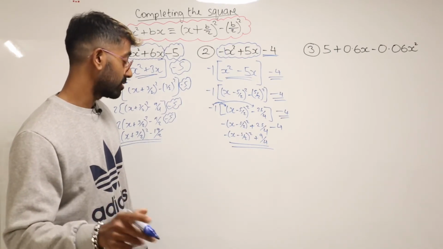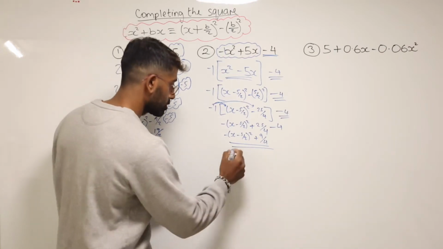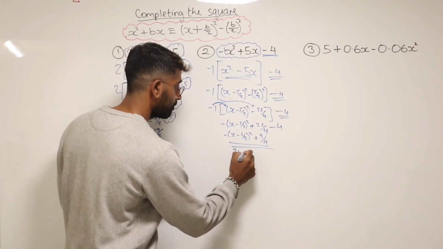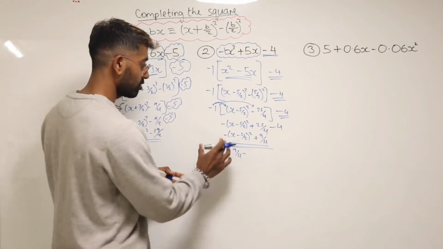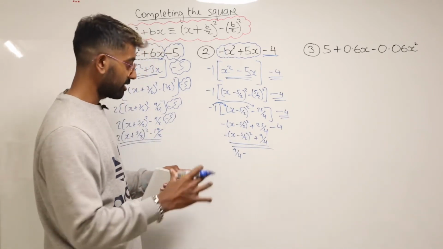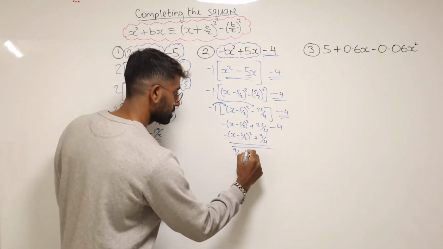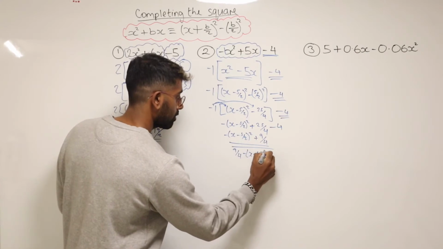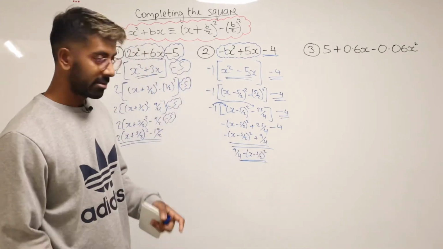There's another way you could write it though. Sometimes you'll see it written like this, with the 9 over 4 first, because that's positive. So you don't really start things off with the negative if you can rewrite it. So you can write it like this. That might be a slightly nicer way to put it.